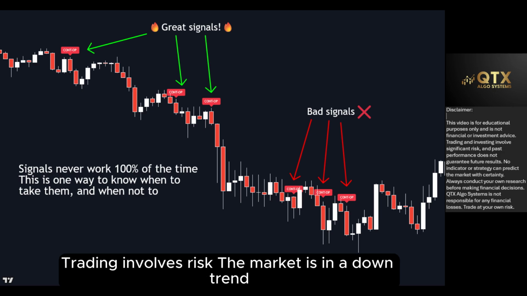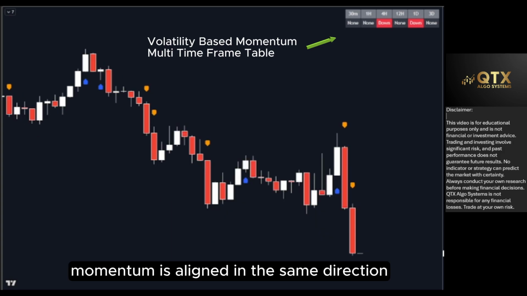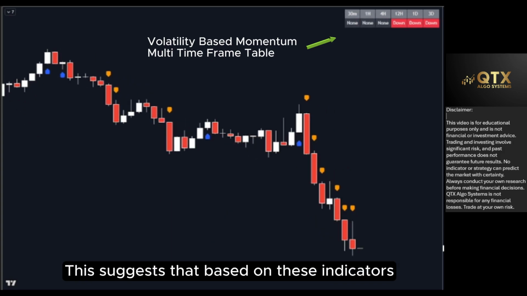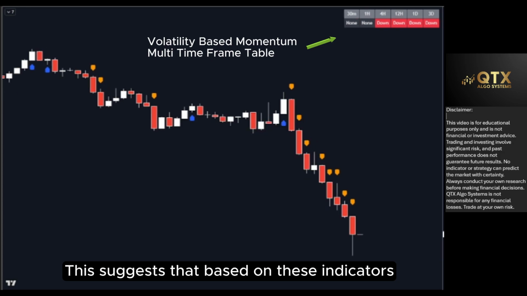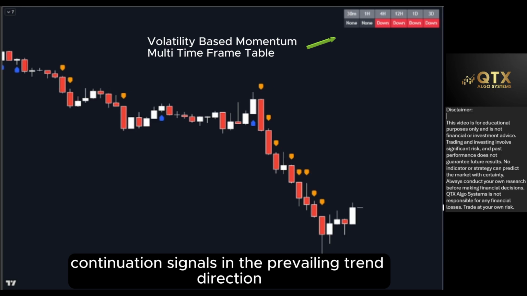Trading involves risk. The market is in a downtrend, and the VBM MTF table is indicating momentum is aligned in the same direction across multiple time frames. This suggests that, based on these indicators, traders may want to focus on identifying continuation signals in the prevailing trend direction.